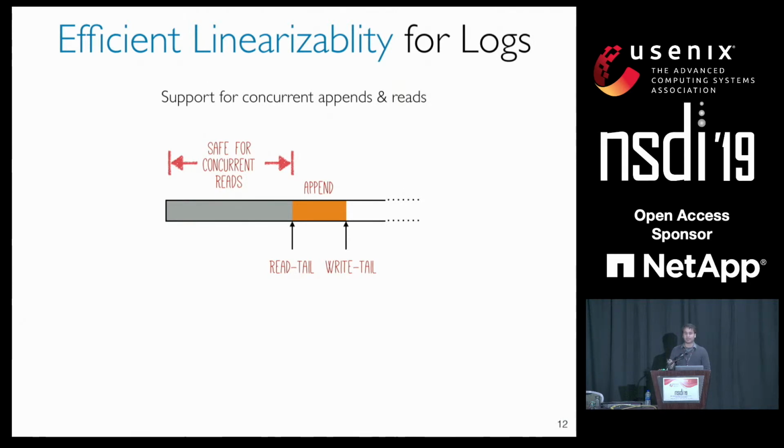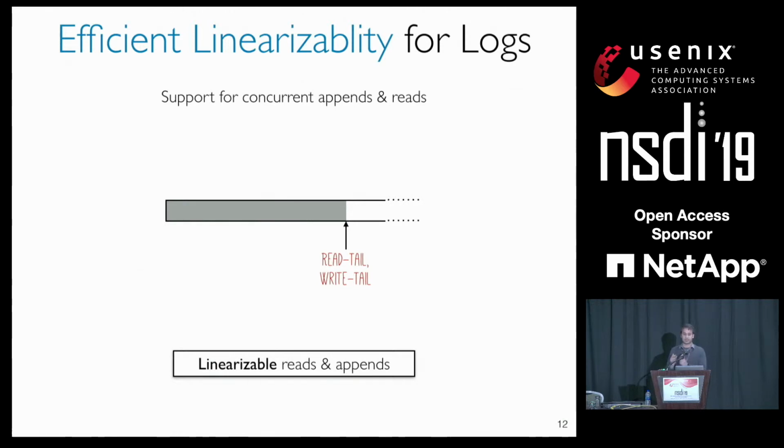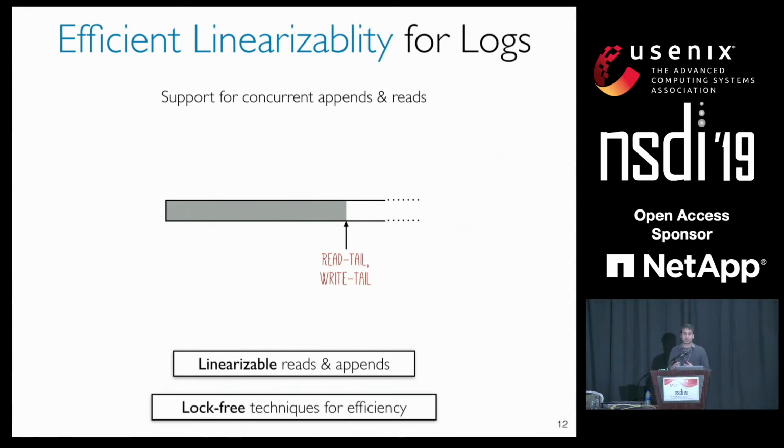And whenever an append operation completes, it updates the read tail so that the data that it just wrote can become available to subsequent read operations. By ensuring that these read tail and write tail integers are updated atomically, we can ensure linearizability for the read and write operations. And by using lock-free techniques such as atomic hardware instructions that are readily available in commodity servers, we can ensure that these linearizable semantics can be provided very efficiently.